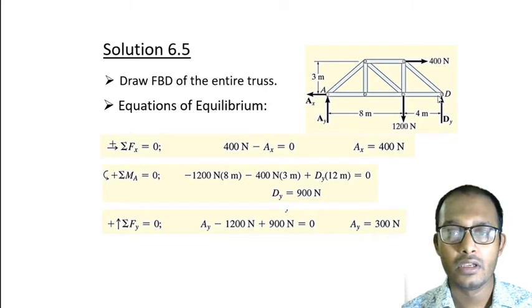And for Dy, it's pretty simple. 8 plus 4, that is 12 meter. If I solve it, then you will get the result, Dy is equal to. Now if we resolve the forces in the y direction, we'll get the other unknown force, that is Ay is equal to 300 newton. All right, fine. So now we have the reaction forces Ax, Ay, and Dy.